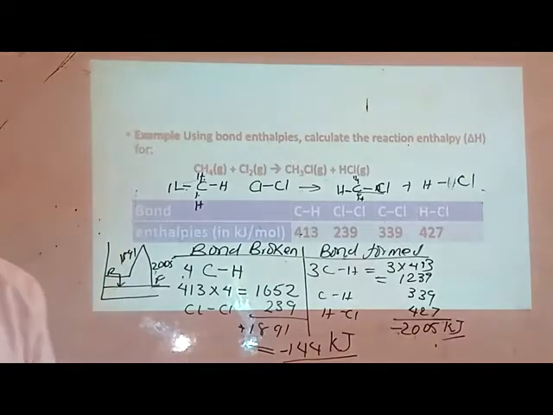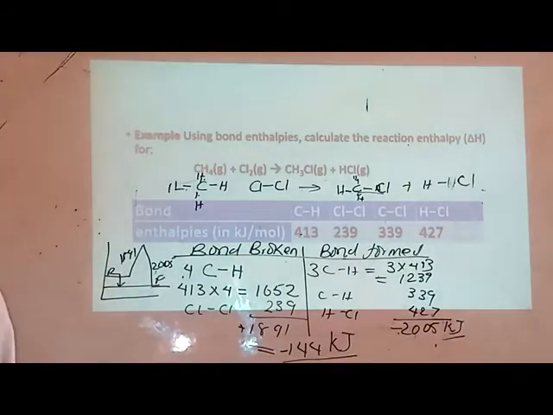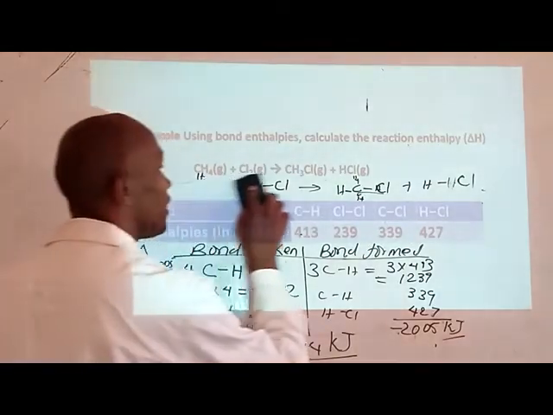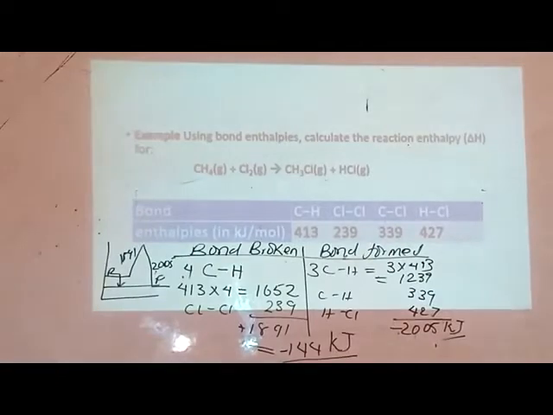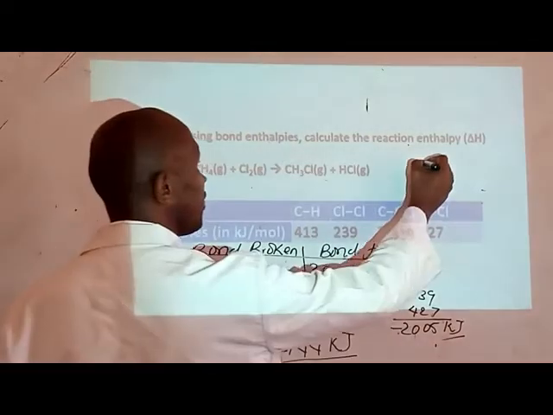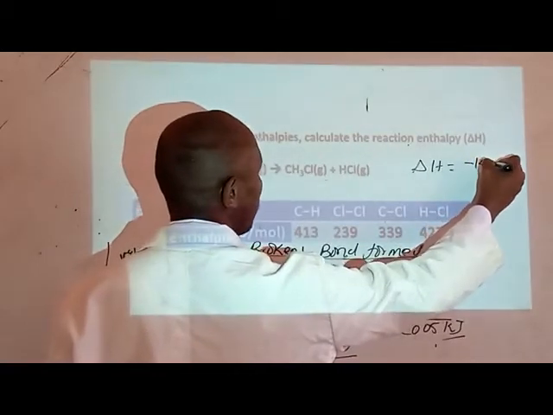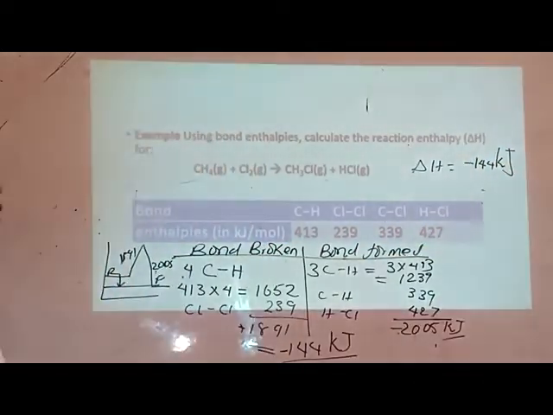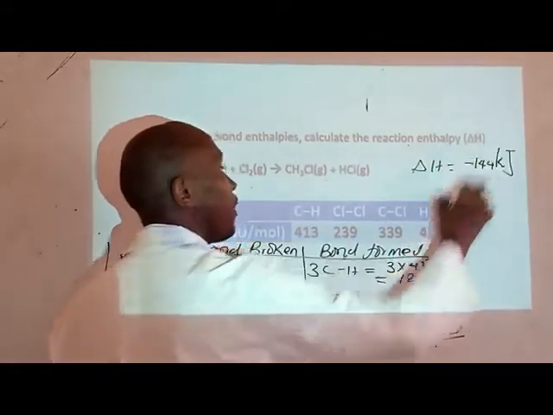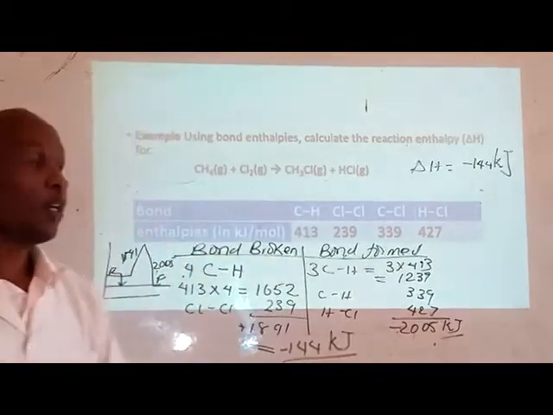So I may be asked now to write the thermochemical equation. How will the thermochemical equation look like? All I need is the balanced chemical reaction. Then I write delta H is equal to negative 144 kJ, with small k and capital J properly written. That will give me the thermochemical equation.